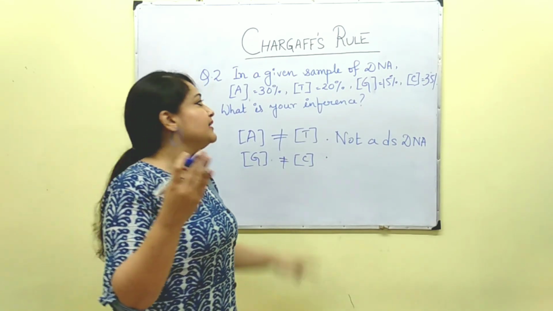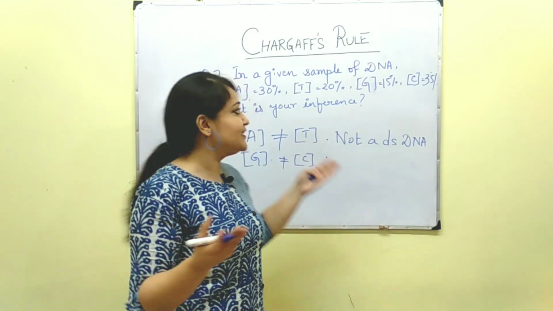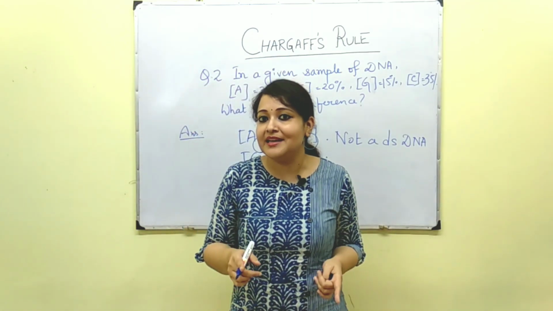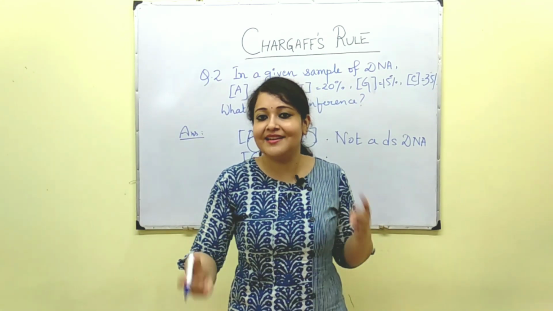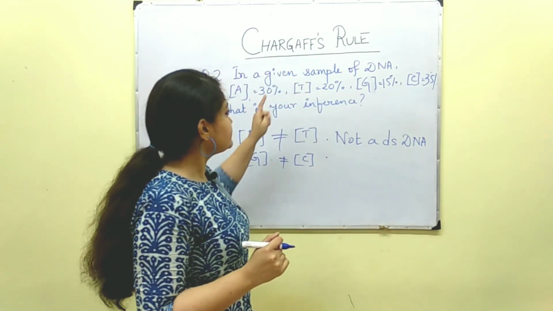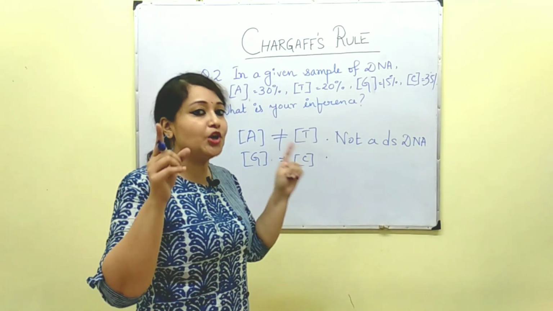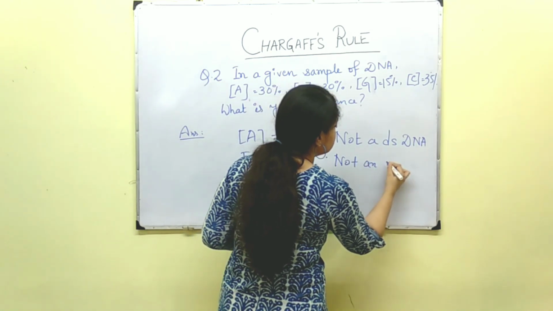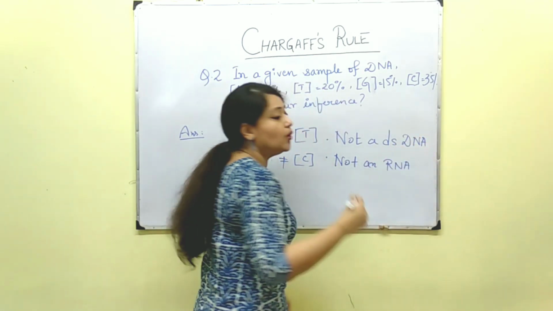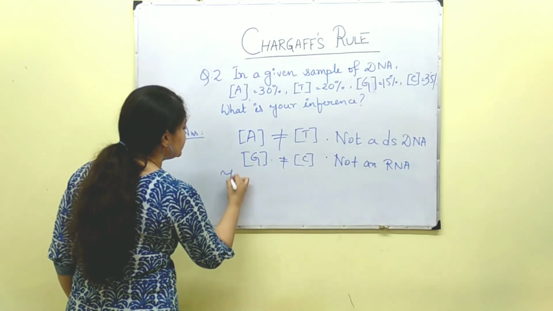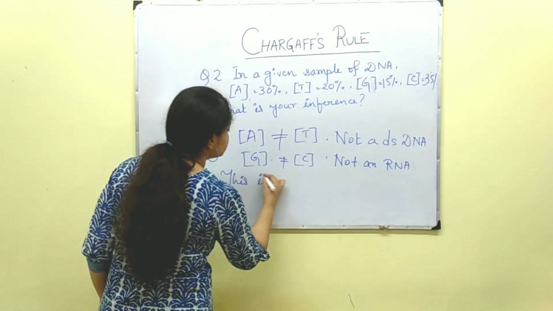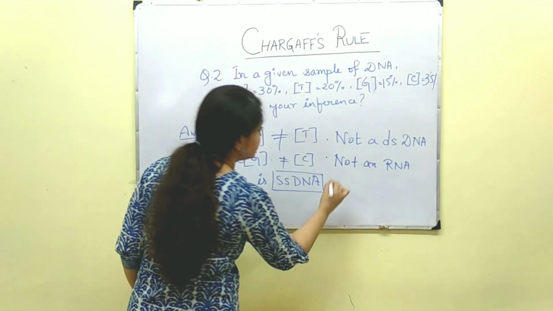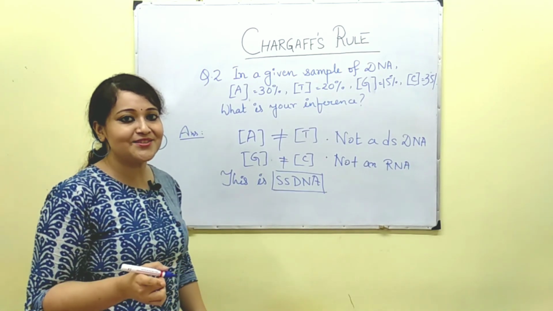Why? Because the uracil percentage is not mentioned. The percentage of thymine is mentioned. And we know that DNA contains thymine, whereas it is replaced with uracil in case of RNA. Since the percentage of thymine has been given, not uracil, that means this is not an RNA, right? So obviously this is going to be a single-stranded DNA. Okay? I hope this is clear to all of you.